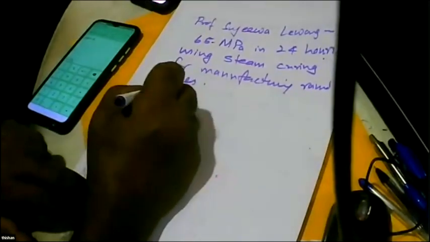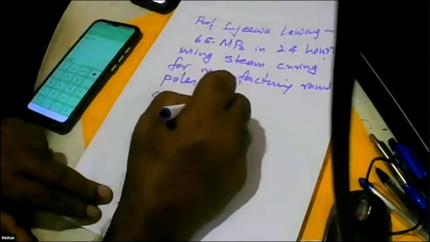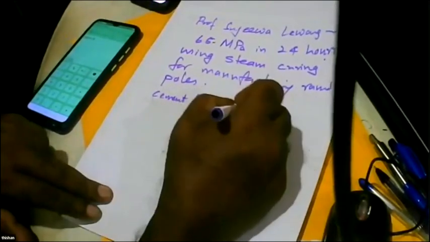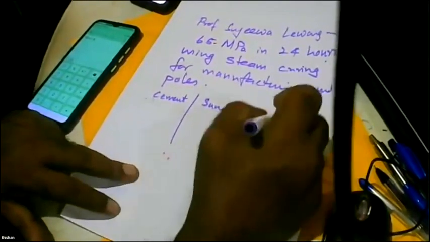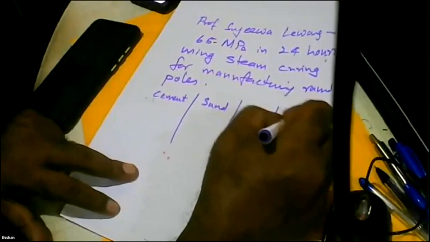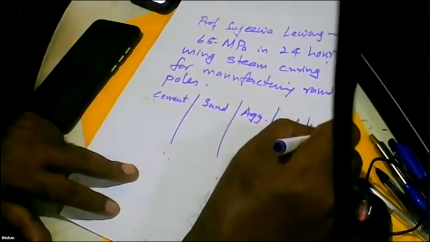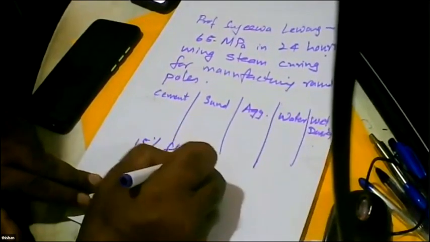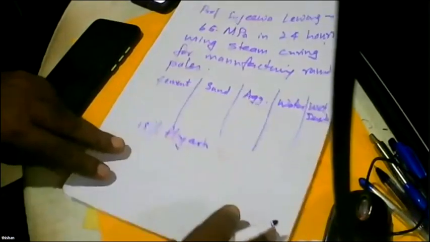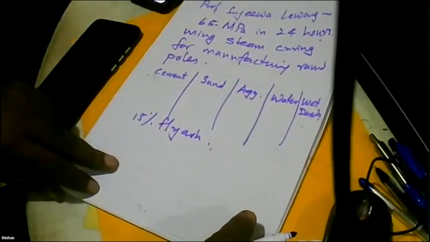Then I said, okay, let's look at it this way. We want cement, sand, aggregate, fly ash, water, wet density. That company was keen to use about 15% fly ash as well. That was a great relief because you had to control the temperature of the manufacturing process to prevent DEF.